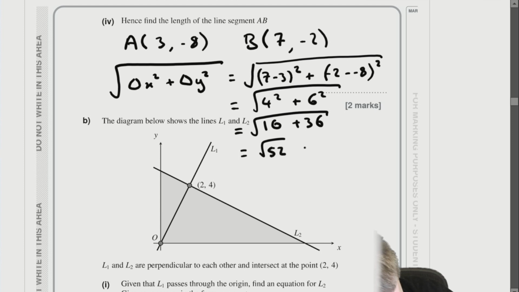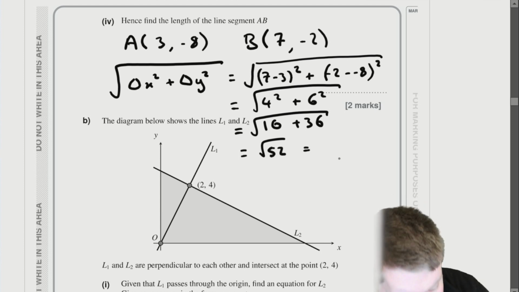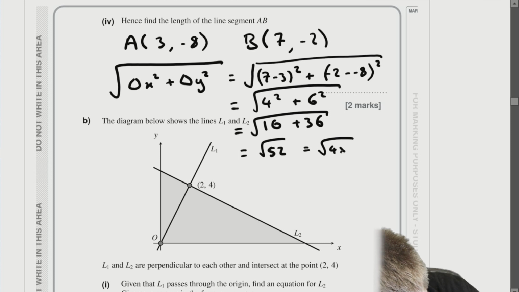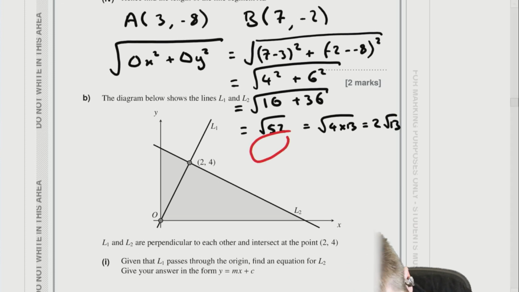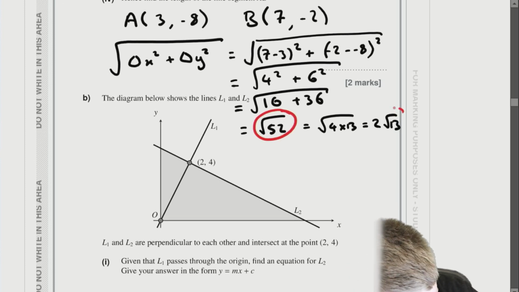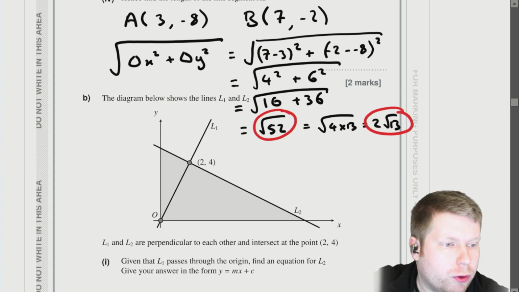If you wanted to simplify that, you absolutely could. You could treat that as root 4 times 13, which is going to give you 2 root 13. But either one is fine there. It doesn't say that you have to give your answer as a simplified surd. So either root 52 or 2 root 13 is fine.